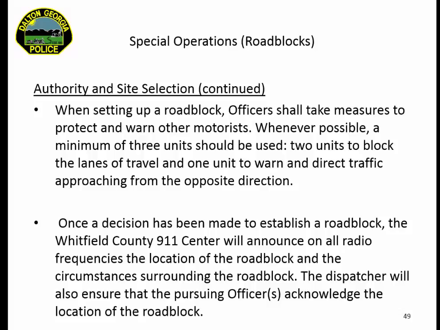When setting up a roadblock, take measures to protect and warn other motorists. Whenever possible, a minimum of 3 units should be used, 2 units to block the lanes of travel and 1 unit to warn and direct traffic approaching from the opposite direction. Once the decision has been made, dispatch will announce on the radio frequencies the location of the roadblock and circumstances surrounding it. Dispatch will also ensure that the pursuing officers acknowledge the location of the roadblock, again for maximum safety.